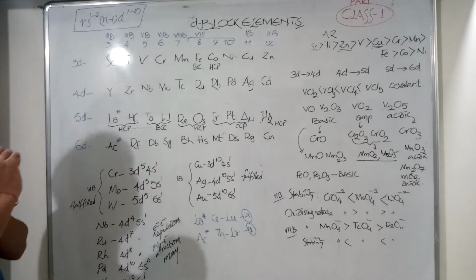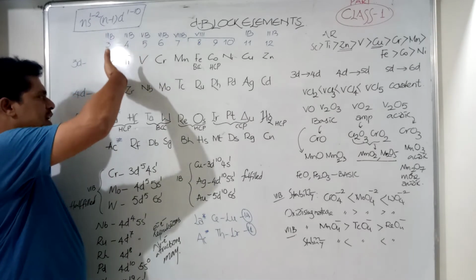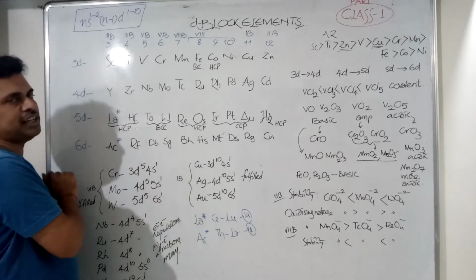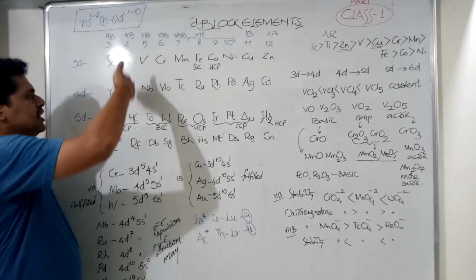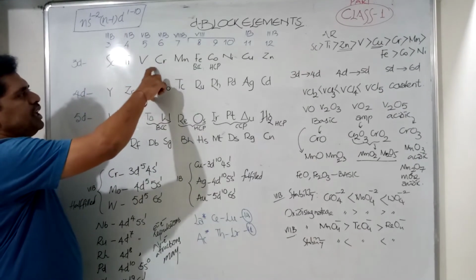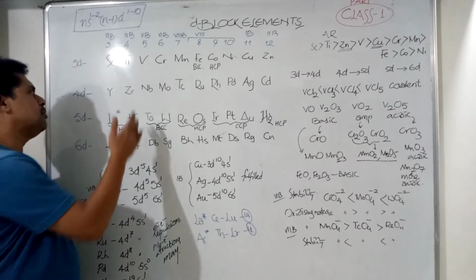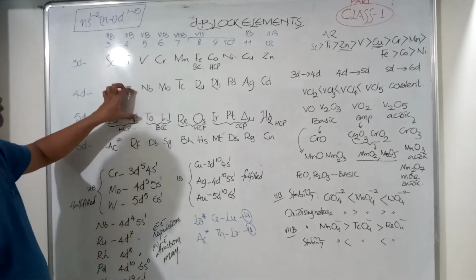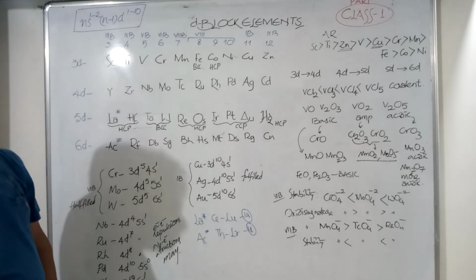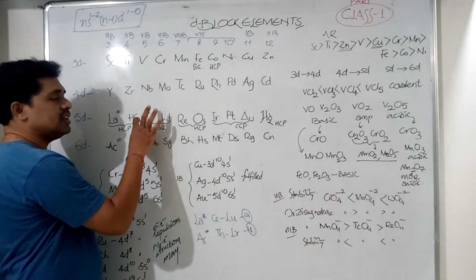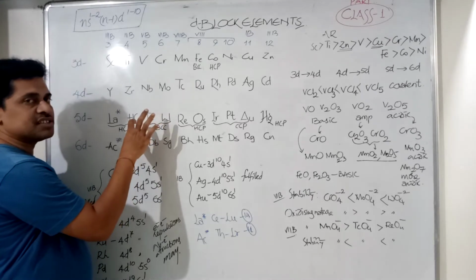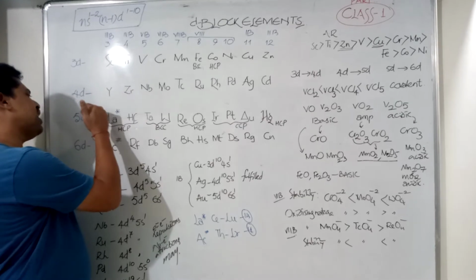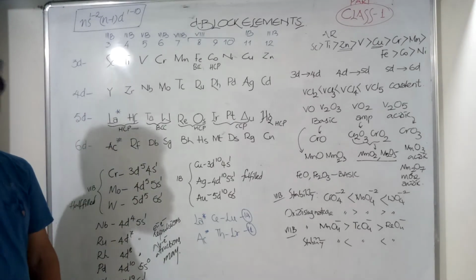The first one is atomic radius. Down the group, atomic radius should increase. True, in the case of scandium, yttrium, lanthanum, actinium, definitely. But in the remaining cases, from 3d to 4d the radius increases, correct, but from 4d to 5d the radius is almost the same. Whatever increase is there is very, very small. Instead of increasing, there will be a small decrease. In general, 3d to 4d radius increases, while 4d to 5d and 5d to 6d the radius is almost the same.